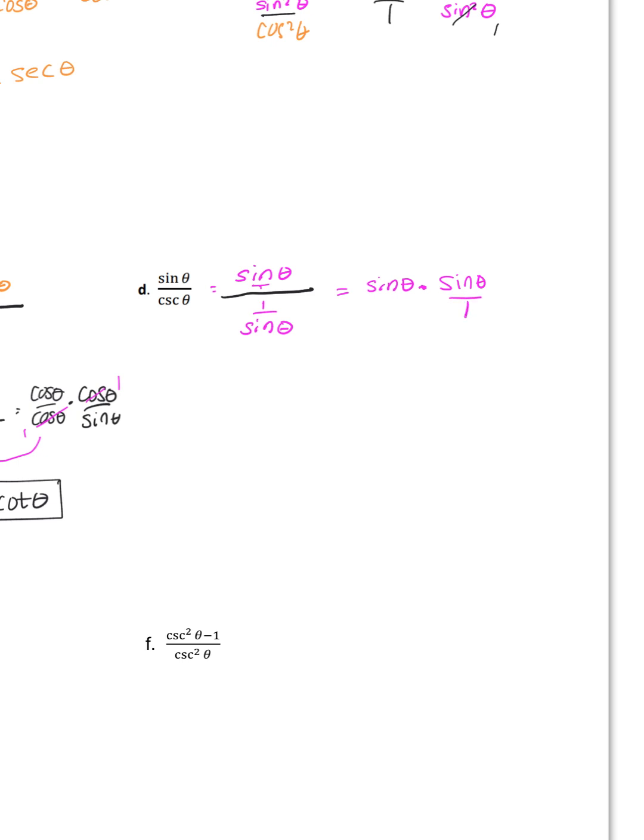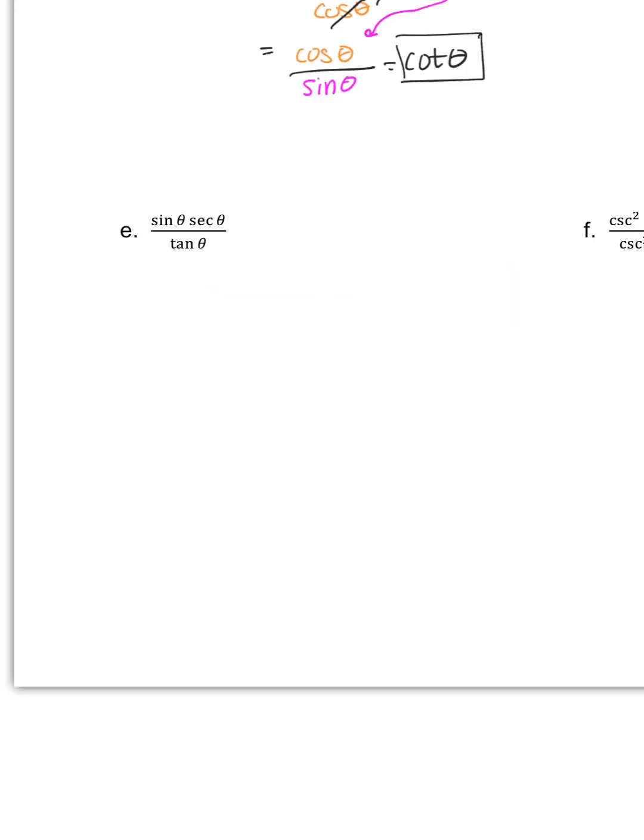So making sure that this does not look like a decimal. That is not. It's a multiplication symbol. And you can put this over 1 if you need to. Notice you can't cancel anything out. So sine theta times sine theta is just like if I have an x times x. That is going to equal sine squared theta. And you're done. Okay, letter E.